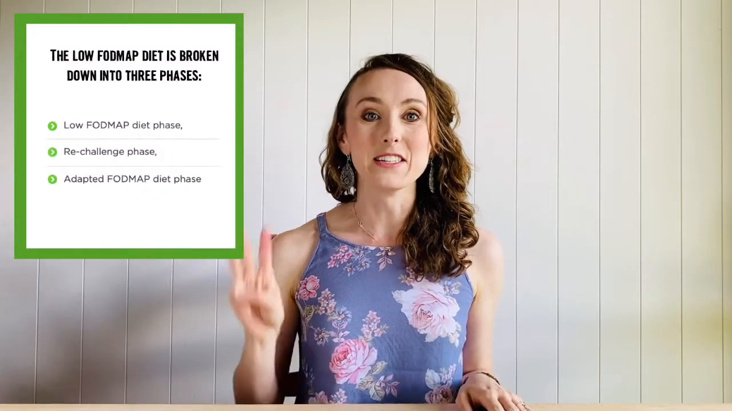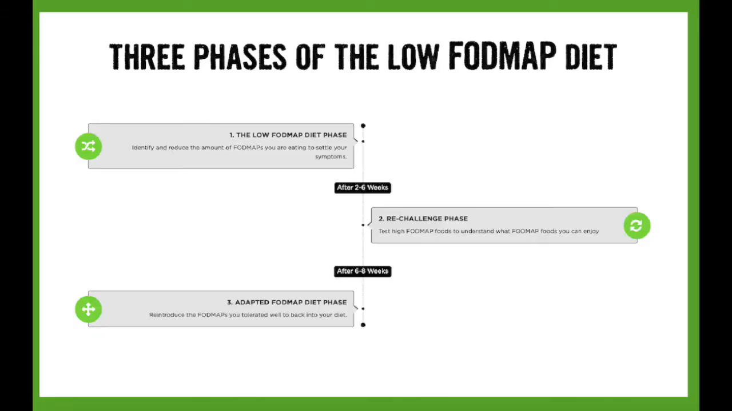is broken down into 3 phases. So it's not a lifetime diet, it's not a weight loss diet, it's a medical diet to help you find your food triggers. Now, this is broken down into the first phase, which is the low FODMAP diet phase, where we remove the high FODMAP foods we were just talking about out of your diet for 2 to 4 weeks to see if it helps you settle your symptoms.